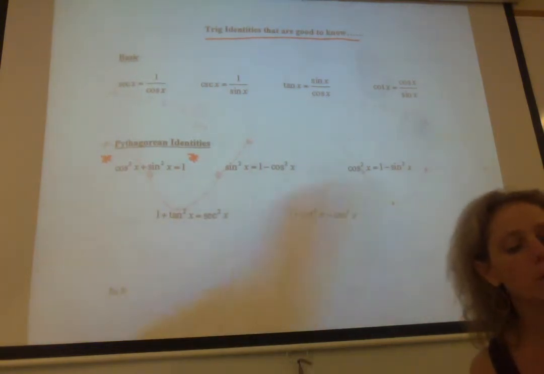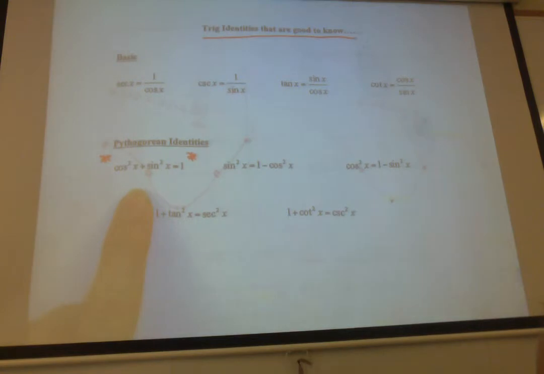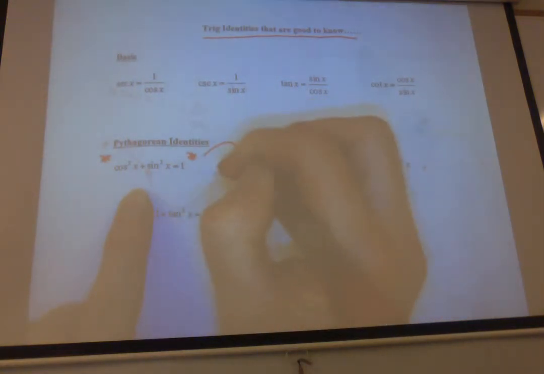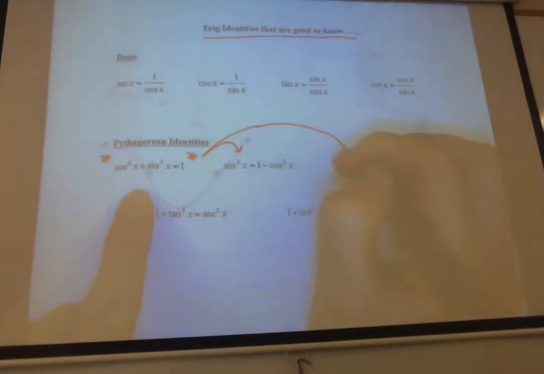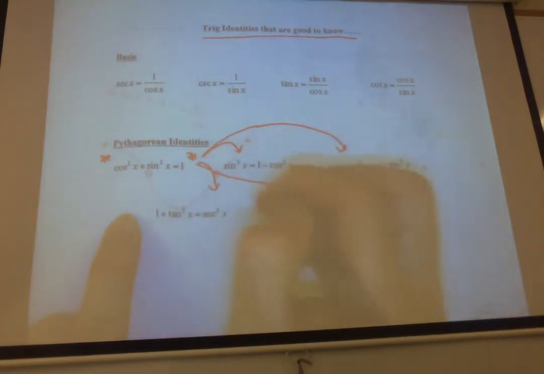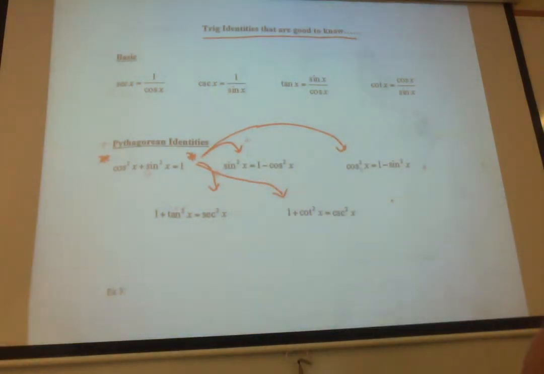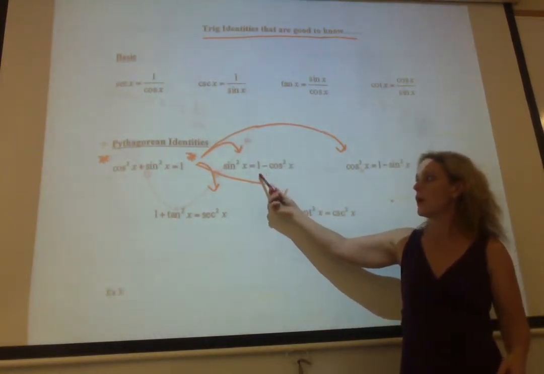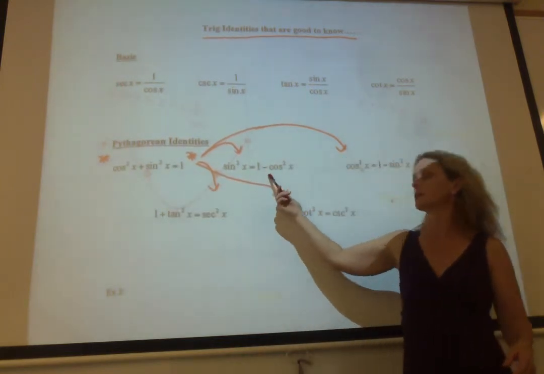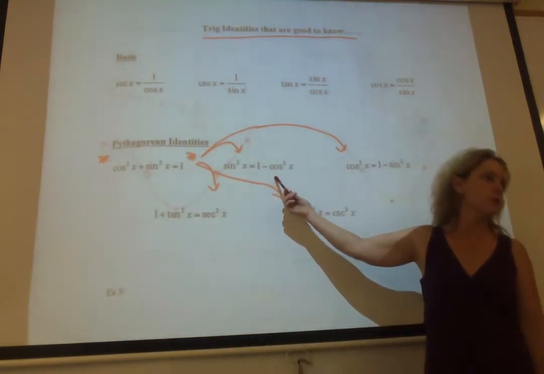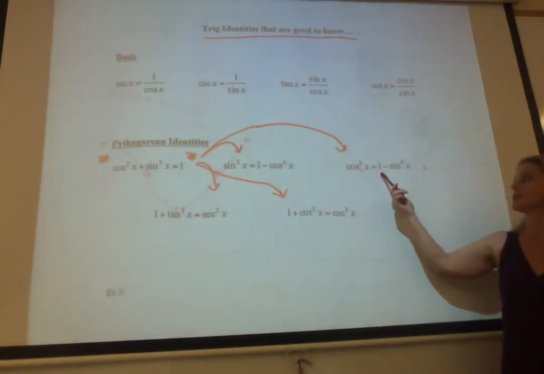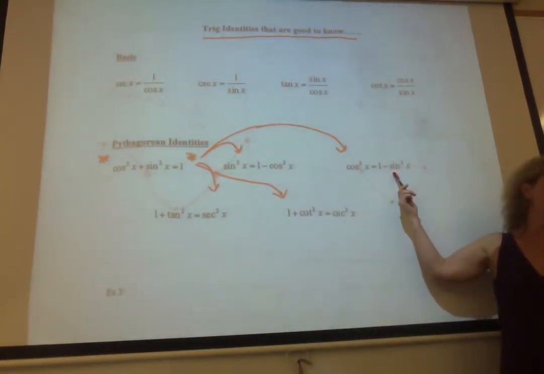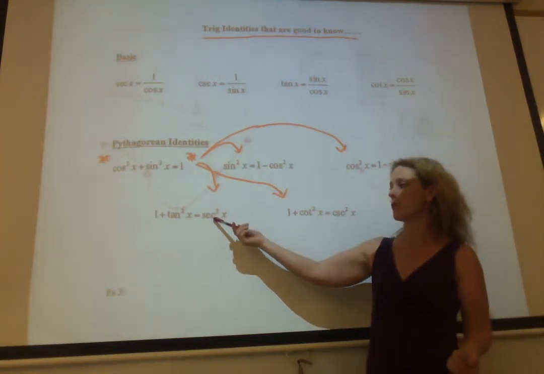Now, all of these other ones come from this. So I'm going to put a little arrow, just saying all of these other identities come from the cosine squared x plus sine squared x equals 1. Just to demonstrate, what did we do to go from here to here? Right, we just subtracted the cosine squared x. When we went to here, we just subtracted the sine squared x.